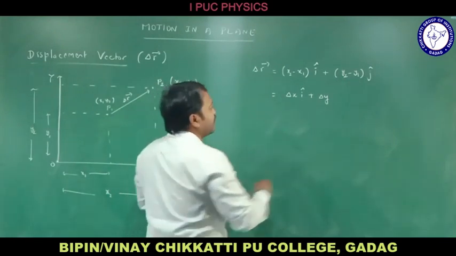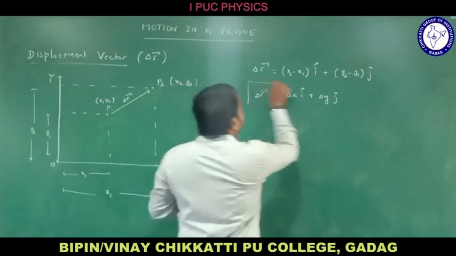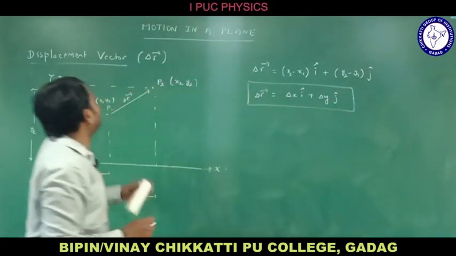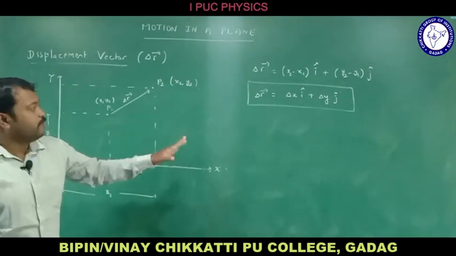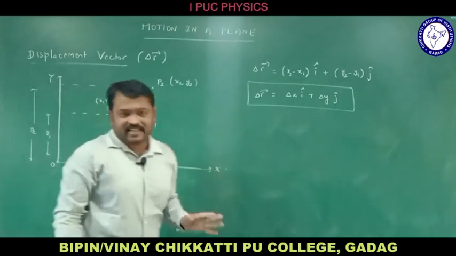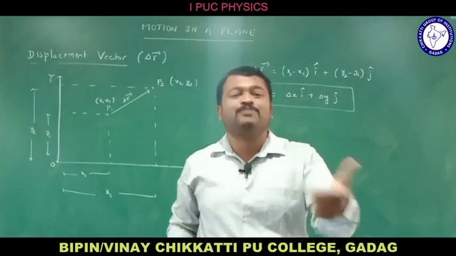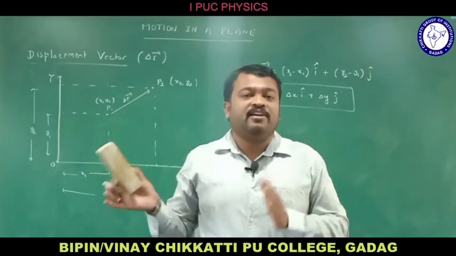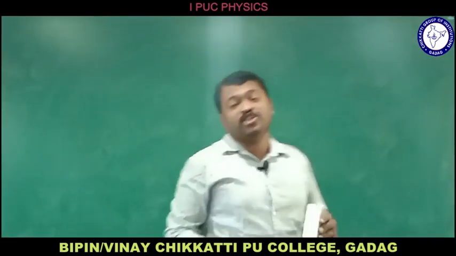So delta y j cap, that is delta r cap, and this is how we represent which vector now here? Displacement vector, right? So do remember, delta r cap is equal to delta x i cap plus delta y j cap. This is how we represent the position vector and the displacement vector in mathematical form, in vector form. Now let us move on to the equations of motion.